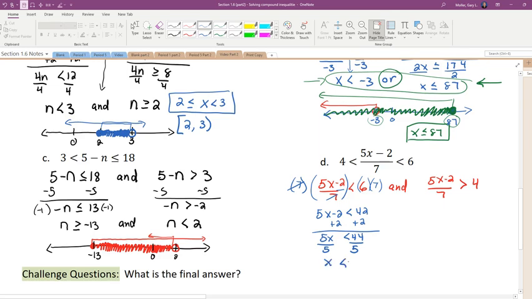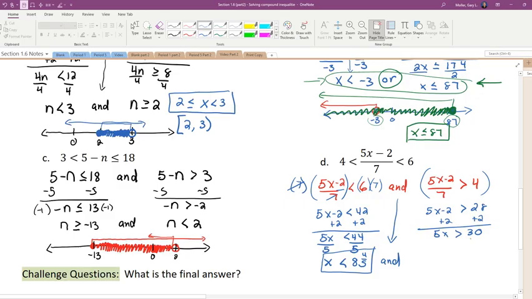5 goes into 44 8 times. This is 8 4/5. And I usually don't mess with mixed numbers, but since I'm going to put this on a number line and I'm not sure where 44/5 is, it makes sense to go ahead and do that. Multiply by 7 on this one as well, both sides, and I'm going to get 5x minus 2 is greater than 28. I'm going to add the 2. 5x is greater than 30. x is greater than 6.